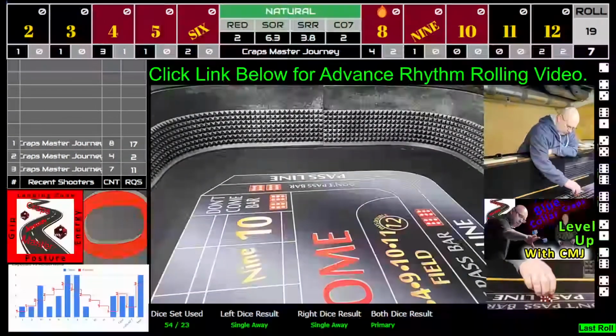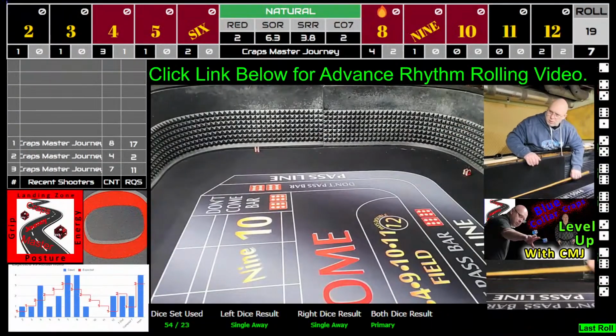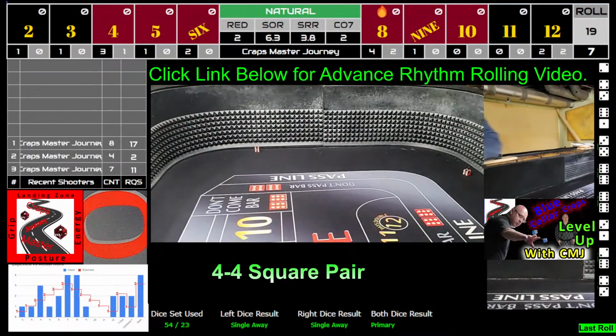Here we go. That one went down really nice. But they split apart. 4-4 hard 8 square pair. Nice and tight, but they landed just a little bit uneven, split apart. But that's good. Primary front side both dice. Let's mark that point of 8 again.